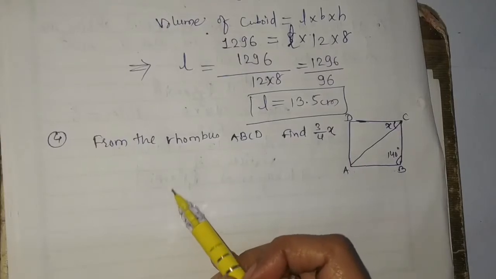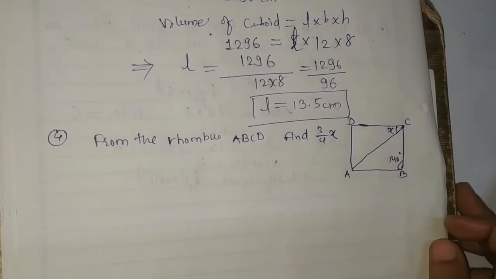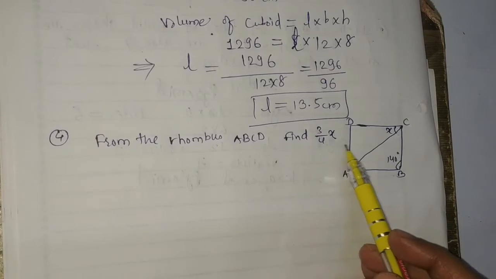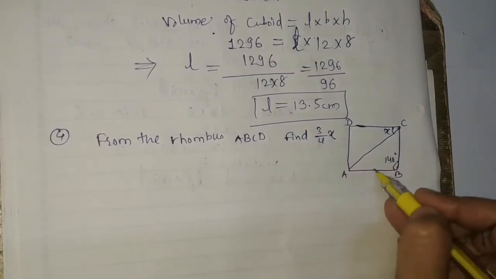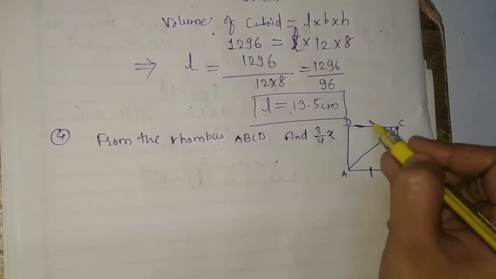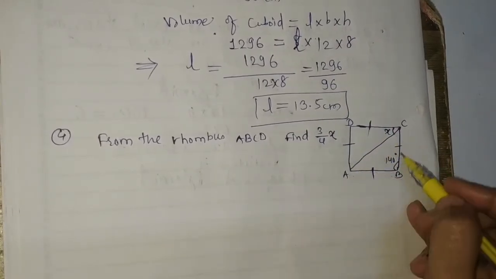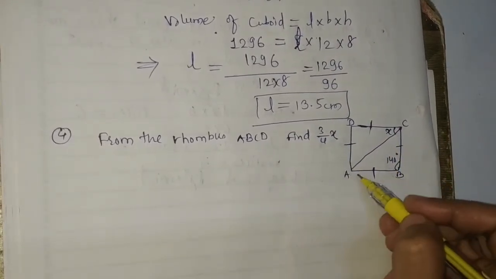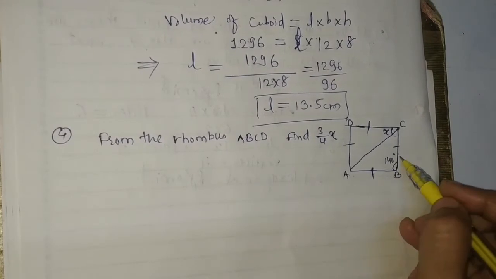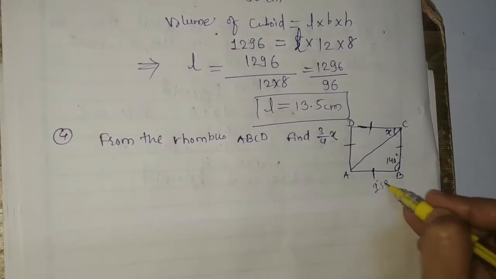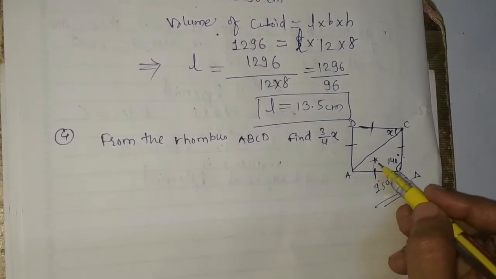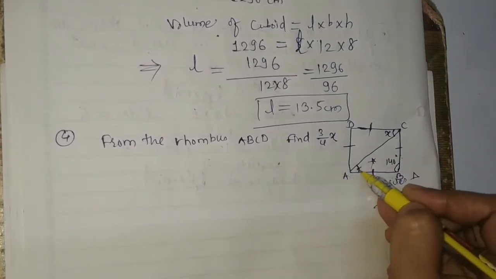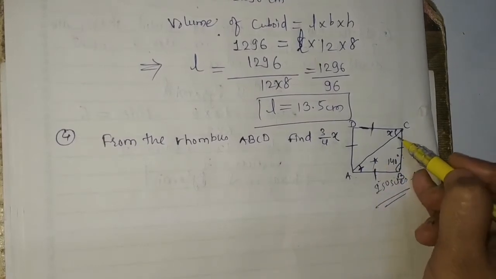Friends, now the next question is, from the rhombus ABCD find 3 by 4 of x. Here, a rhombus is again a quadrilateral in which all the sides are equal. If you see this triangle ABC, this side is equal to this side, so it becomes an isosceles triangle. So the angle, this one, is equal to this angle.